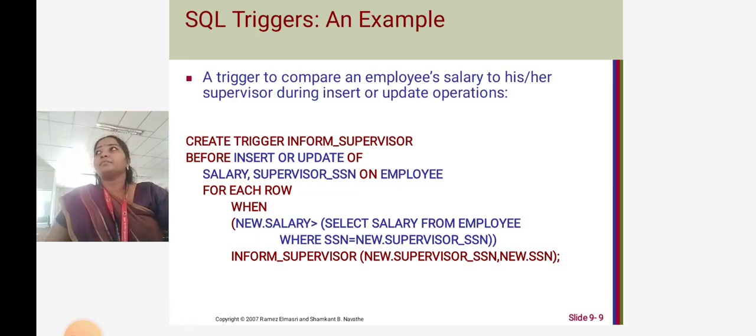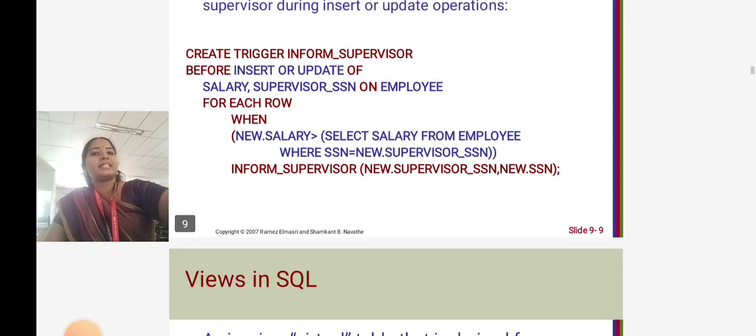A trigger to compare an employee's salary to his or her supervisor's during insert or update operations. CREATE TRIGGER INFORM_SUPERVISOR BEFORE INSERT OR UPDATE OF SALARY, SUPERVISOR_SSN ON EMPLOYEE FOR EACH ROW WHEN (NEW.SALARY > (SELECT SALARY FROM EMPLOYEE WHERE SSN = NEW.SUPERVISOR_SSN)) INFORM_SUPERVISOR(NEW.SUPERVISOR_SSN, NEW.SSN). It will be interchanged.